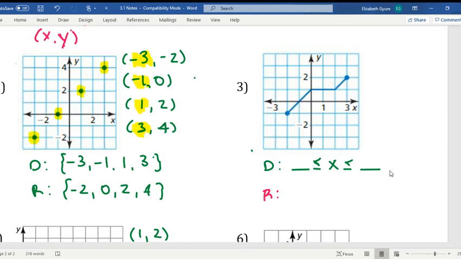Then for your y's, we're going to do the exact same thing because, again, still closed circles, right? We're going to go from least to greatest.